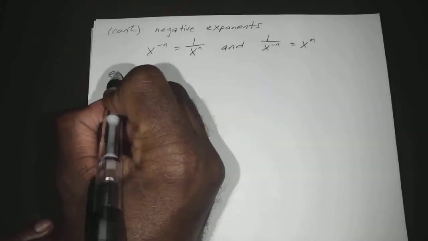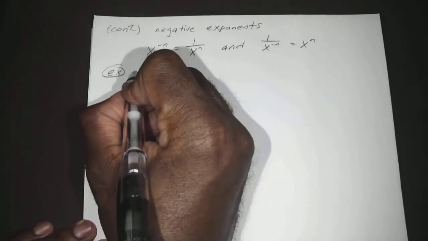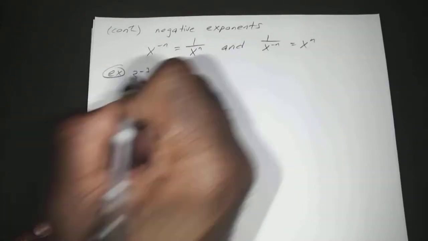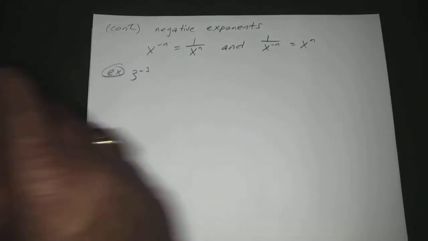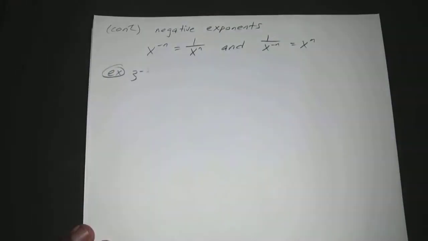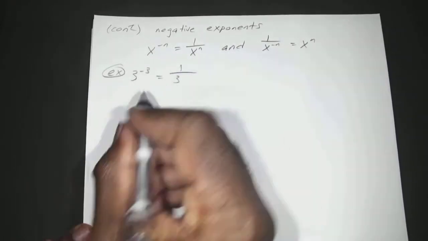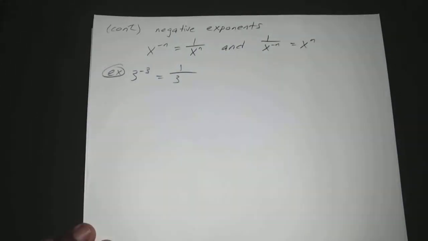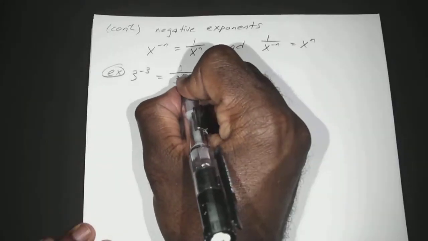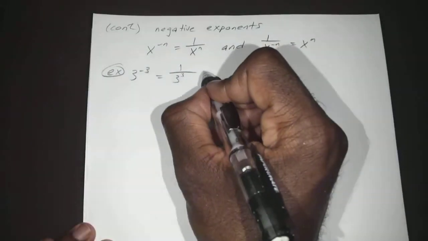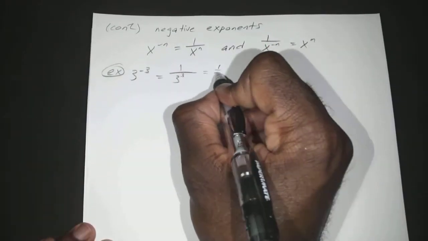Okay, so for example, if you have 3 to the power of negative 3, you just make that 1 over 3, and you make your exponent positive. So that would be 1 over 27.